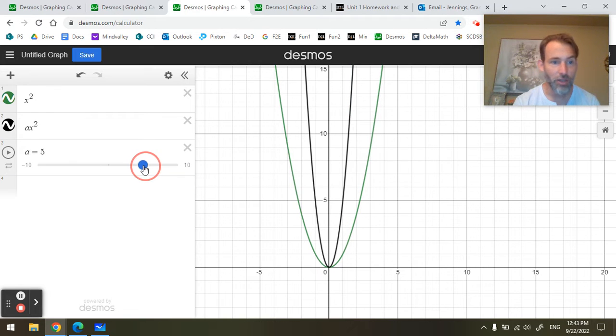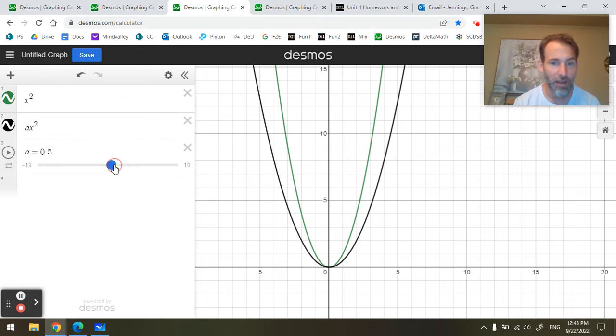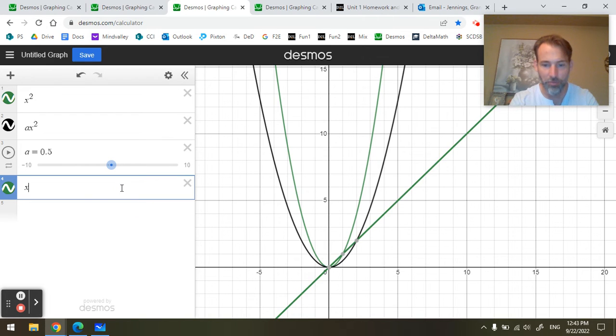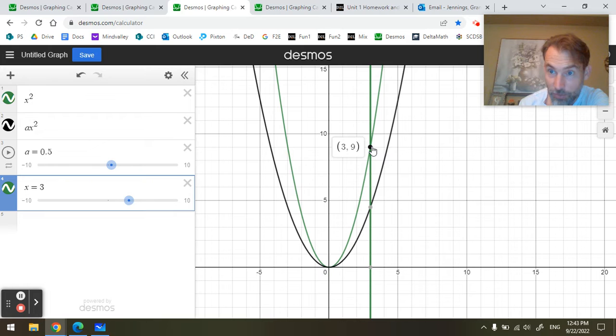If a is small, like between 0 and 1, we'll get compressions. So here's a half. Now let's take a look at something like x is equal to 3. Here, the point on x squared was at 3, 9. This point on y equals 1/2 x squared is down there at 4.5. So we call that a vertical compression. Every point has been deformed towards the x-axis.